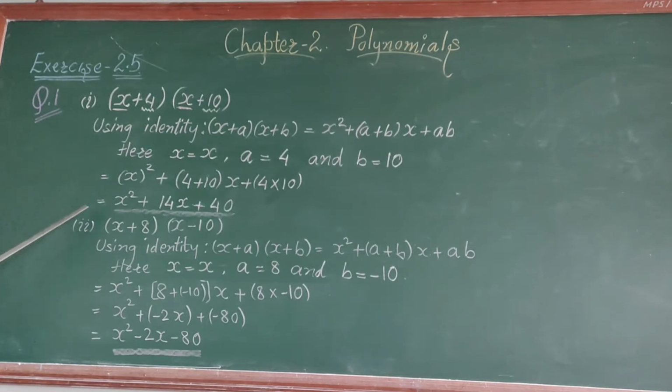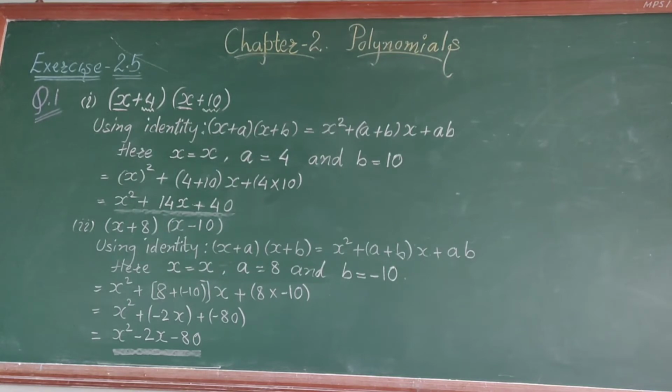On solving, we get x² plus, 4 plus 10 is 14, so we get 14x, plus 4 tens are 40. So this is the expansion of the given question. Here you can say this is the product of the given question.